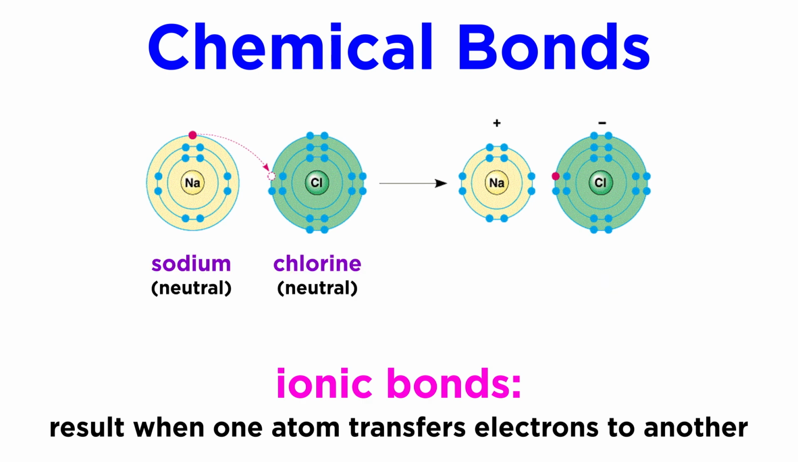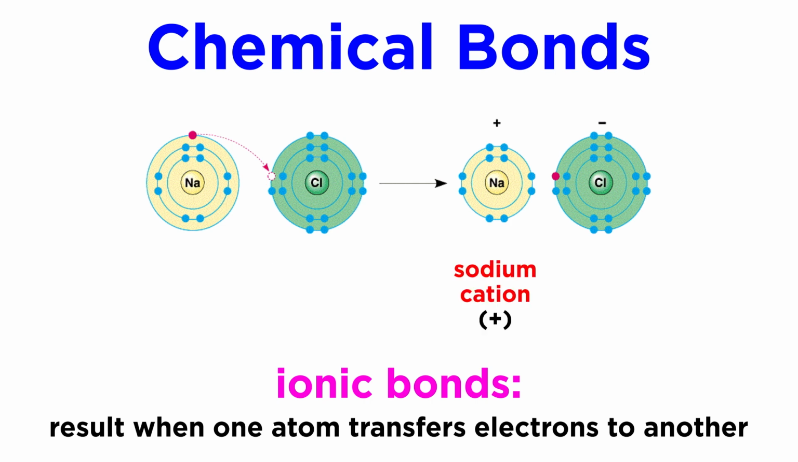Take, for example, neutral sodium and neutral chlorine. For reasons we will discuss later, sodium has a tendency to lose an electron, and chlorine has a tendency to gain an electron. For this reason, when near each other, sodium will transfer an electron over to chlorine. What results is a positively charged sodium ion, also called a cation, and a negatively charged chloride ion, also called an anion.